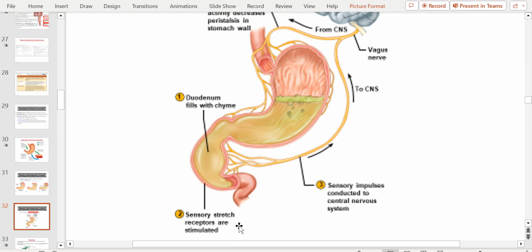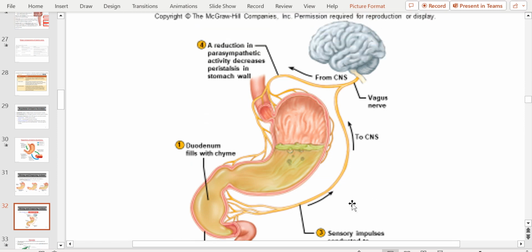The sensory stretch receptors are stimulated. You see, it stretches, right? And that tells us that there's food that's entering, okay? And the sensory impulses conduct to the central nervous system, okay? To the central nervous system. Hey, that's right, something's going on here.